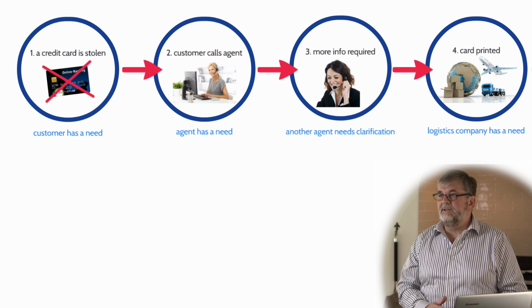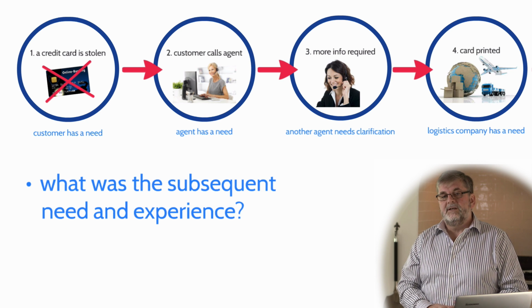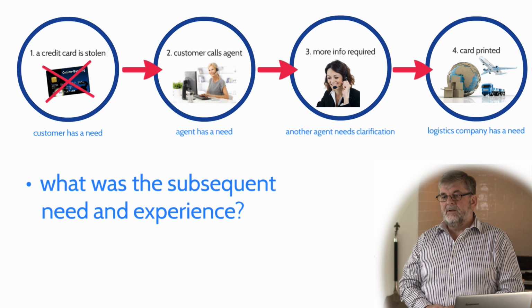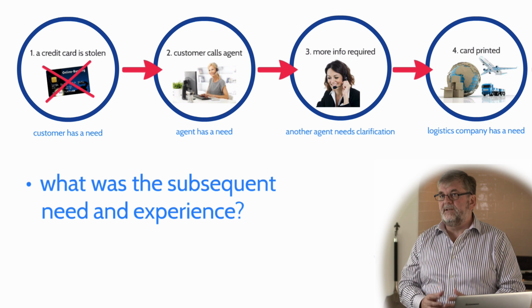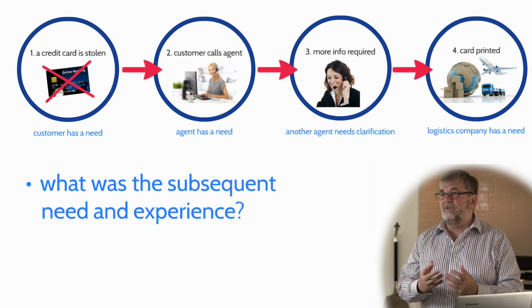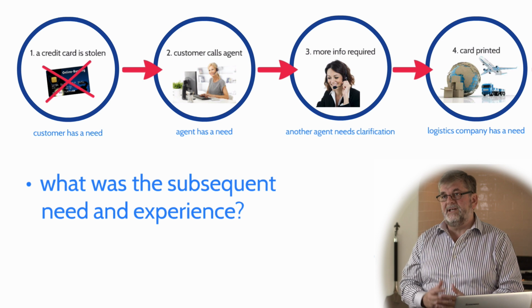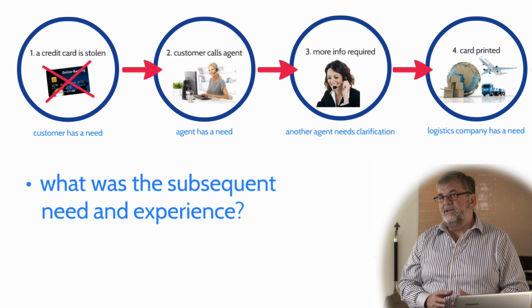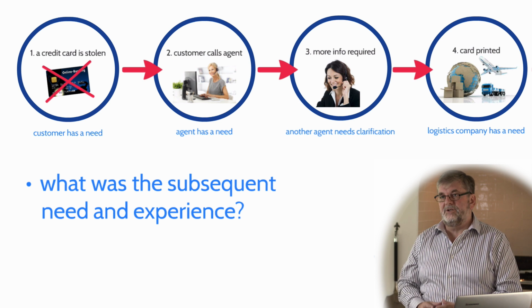Then we go further into the next part of the chain. The agent has to then do an outbound call. What's the experience? What's the need? The need is to get the further information from that customer. The experience is poor because that customer at that point then wants to know when the new card's coming. So all these elements have a need and an experience.